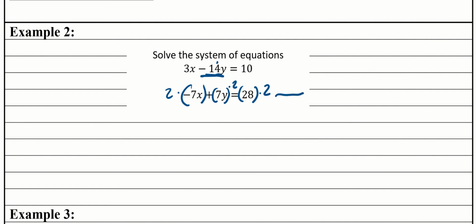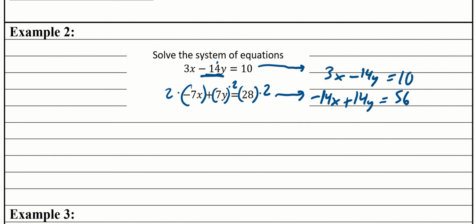I'm just going to write this new equation over here when I multiply everything by 2. So negative 7x times 2 would now be negative 14x. 7y would now become 14y like we talked about. And then 28 times 2 would give me 56. Notice the other equation, I don't have to change at all because it already has the opposite value that I was looking for.